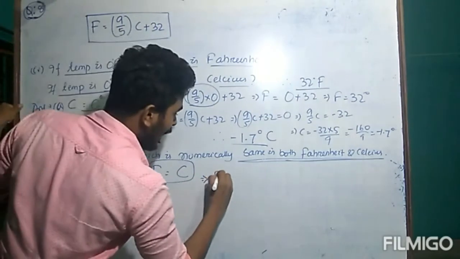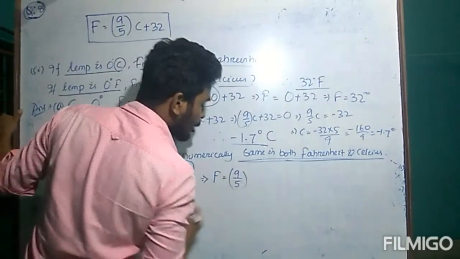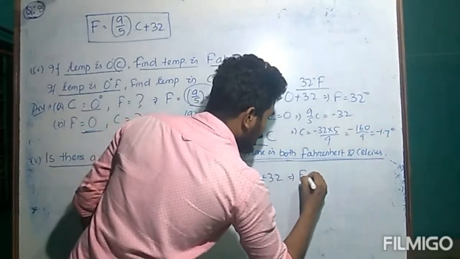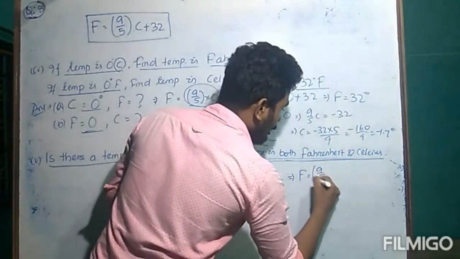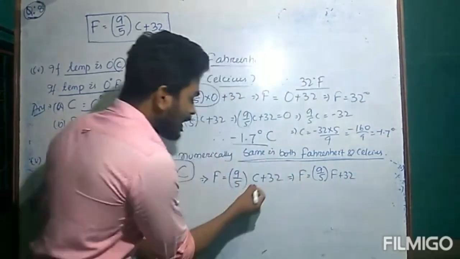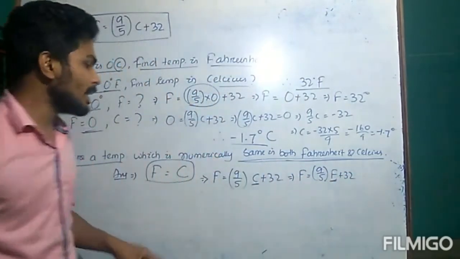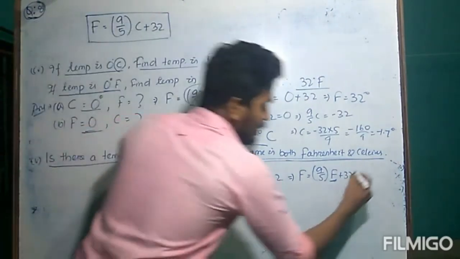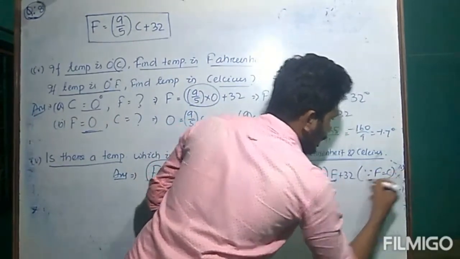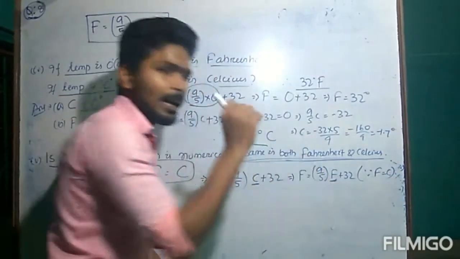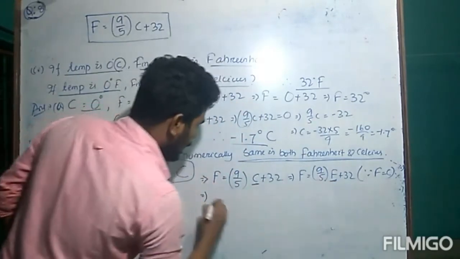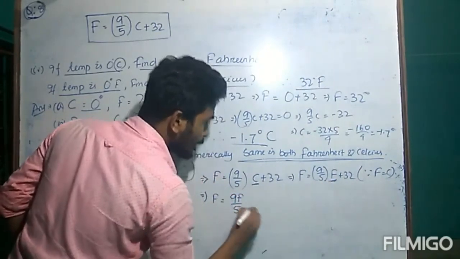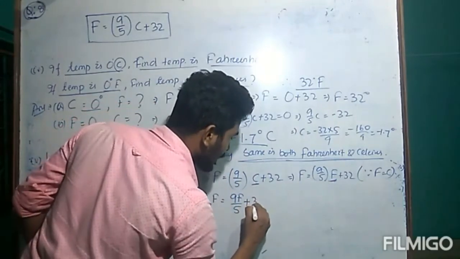Okay. So the equation is F is equal to 9 by 5 into C plus 32. So I can write F is equal to 9 by 5 F plus 32. Here I substitute F in place of C. What is the reason? The reason is we can substitute F as C because F and C are equal. So right here F is equal to C. Okay, in the place of C I substitute F. Now F is equal to, it can be written as 9F by 5, 9 into F, 9F by 5 plus 32.